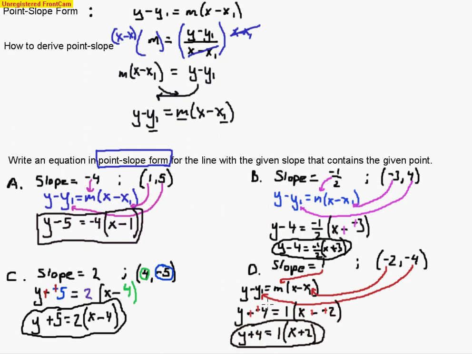And that's all. So the next part will be when we actually put it in that point slope form and then simplify into slope intercept form.